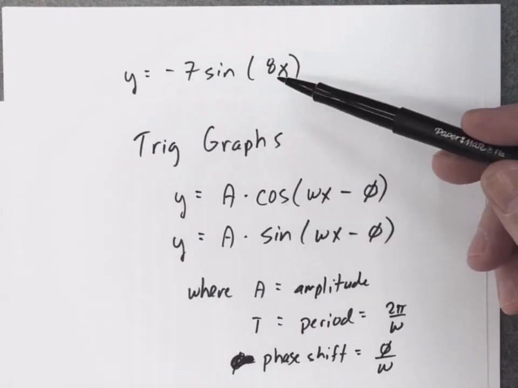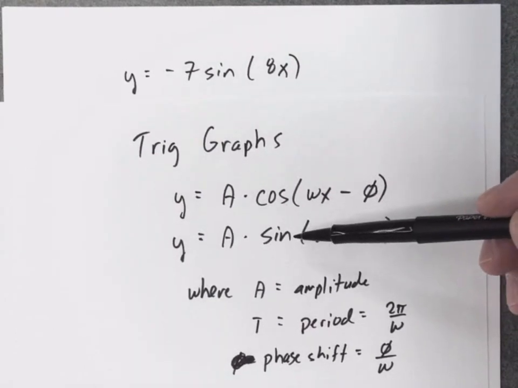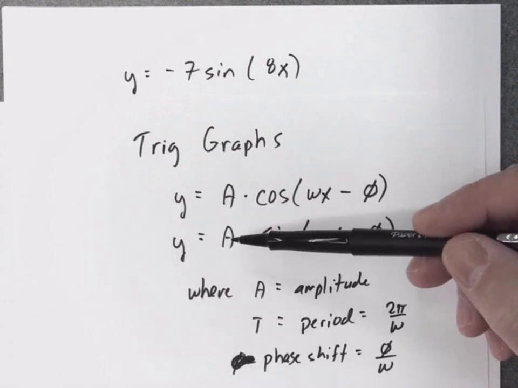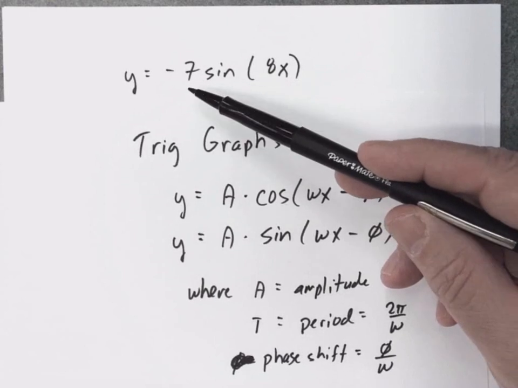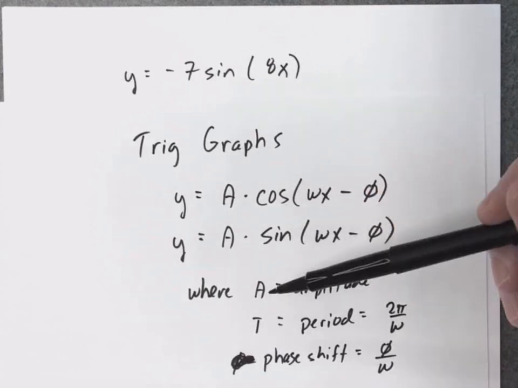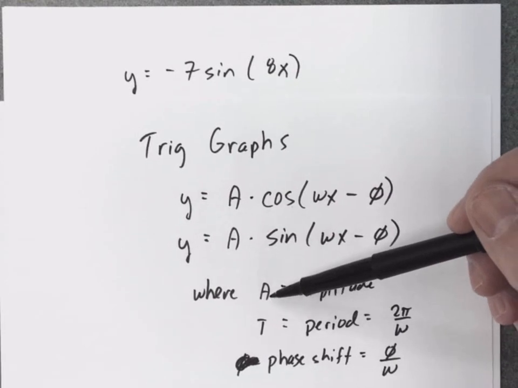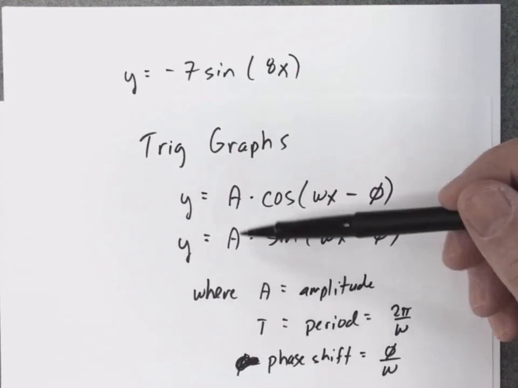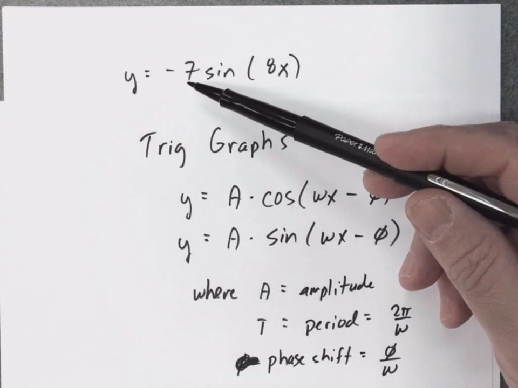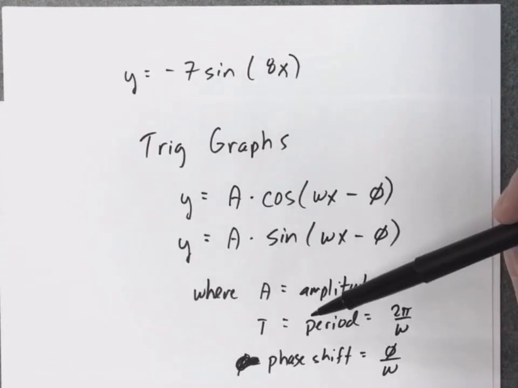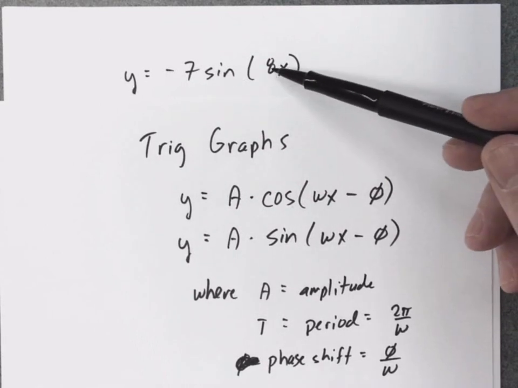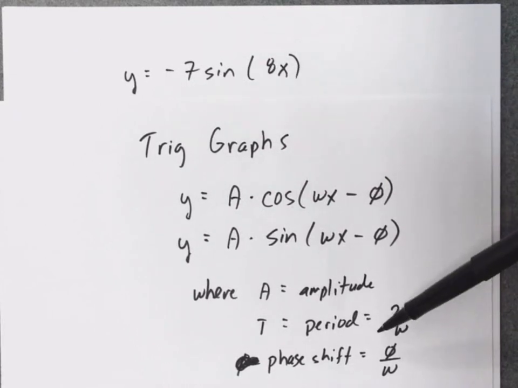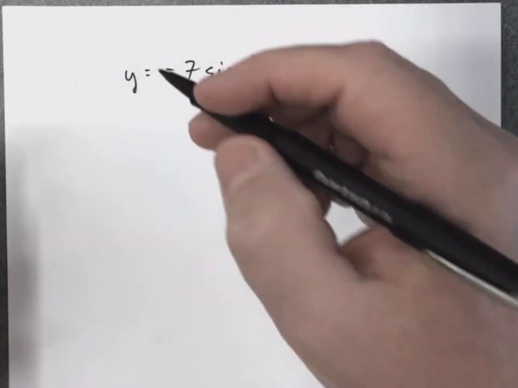I'm comparing the equation I'm given with the standard equation in the case of sine. So hopefully you can see that A, now you might think A is -7, and we could call A -7, but the amplitude is always going to be a positive number. So you can call A -7 or 7, it doesn't really matter. Bottom line is the amplitude is going to be 7 here. And then here's our omega, and we can use that to find the period.